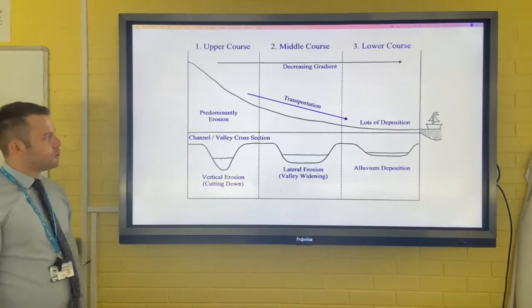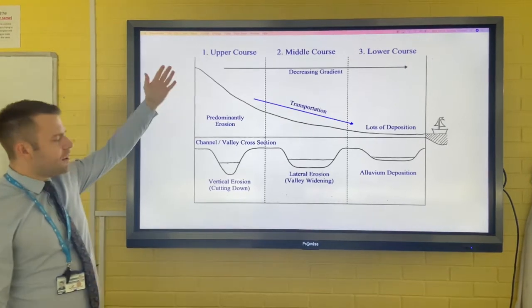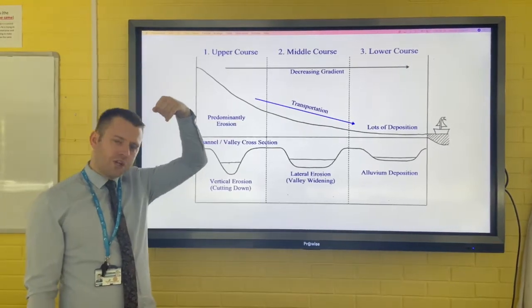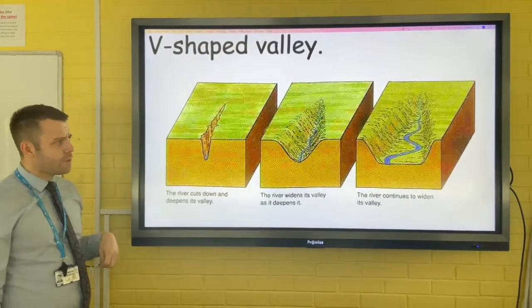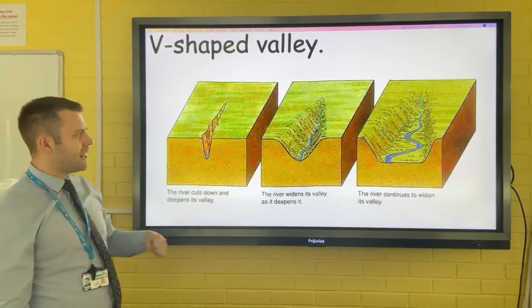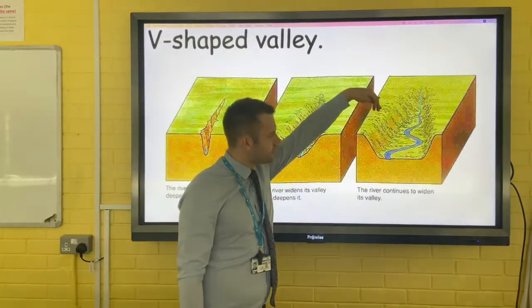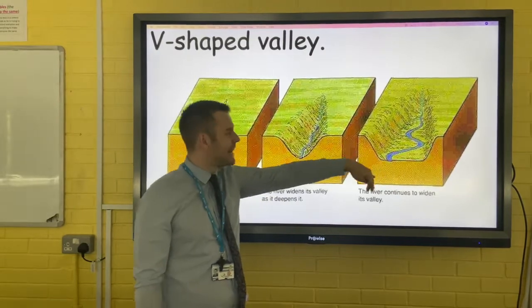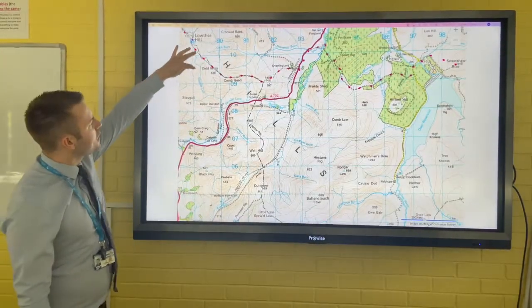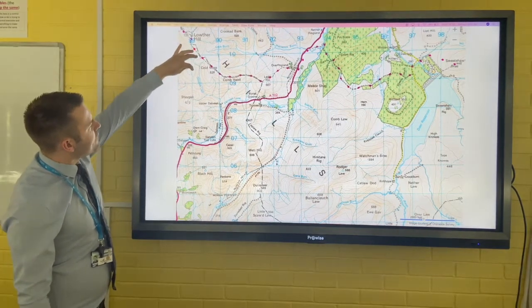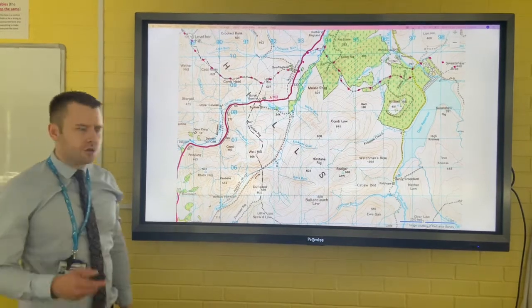Landforms of erosion. In the upper or youthful course of a river valley, the predominant force is erosion, and this is cutting downwards under the force of gravity. The first landform that's created is a V-shaped valley. As a river travels downstream in the upper course, the force of gravity causes it to cut down into the landscape, leaving behind a steep V-shaped valley. If you look at the OS map here, the V-shaped valley is characterised by these V-shaped contour lines close together.